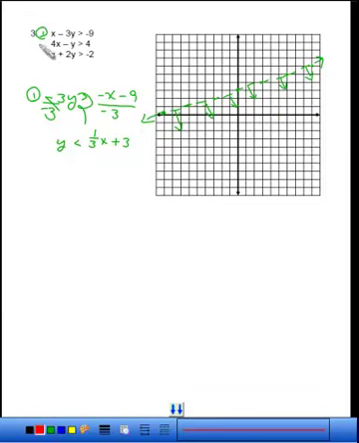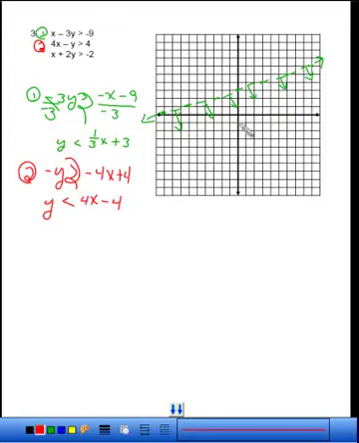Now let's look at line number 2. We'll do that in red. Okay, so line number 2, we have negative y is greater than negative 4x plus 4. Divide or multiply by negative 1. Y is less than, again you have to turn the sign, positive 4x minus 4.